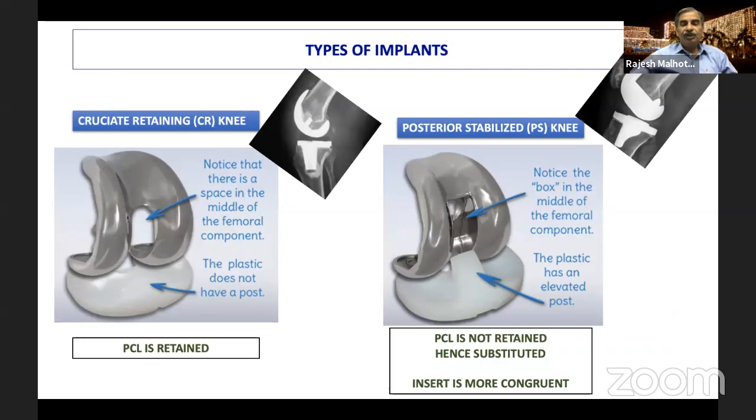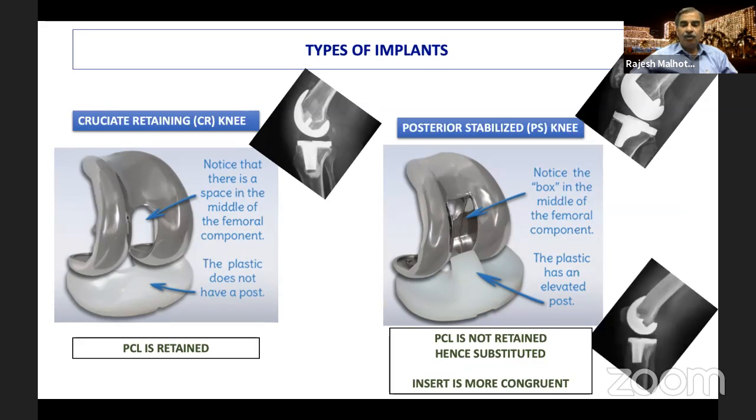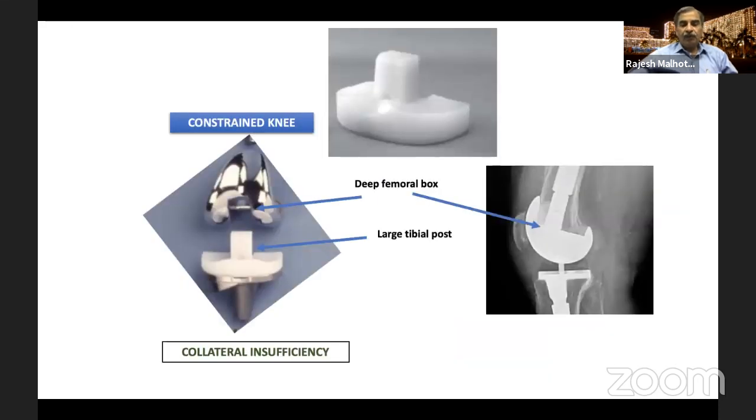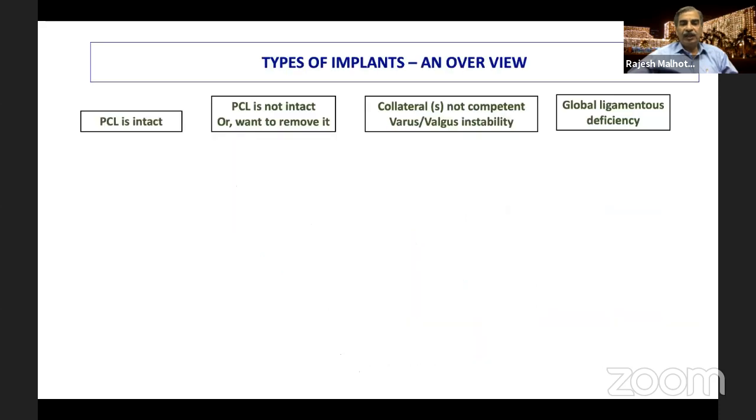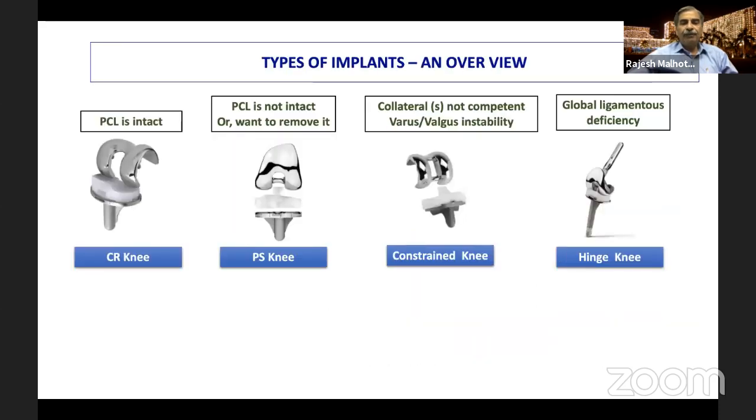So we can have the cruciate retaining knee where the PCL is retained, or you can have the posterior stabilized knee where the PCL is not retained and is substituted, and the insert in these cases is more congruent. Then, of course, if there's a collateral insufficiency, you have to go for some kind of constraint. And when there's a global ligament insufficiency, you go for a hinge knee. So this is an overview of the implants which you use.